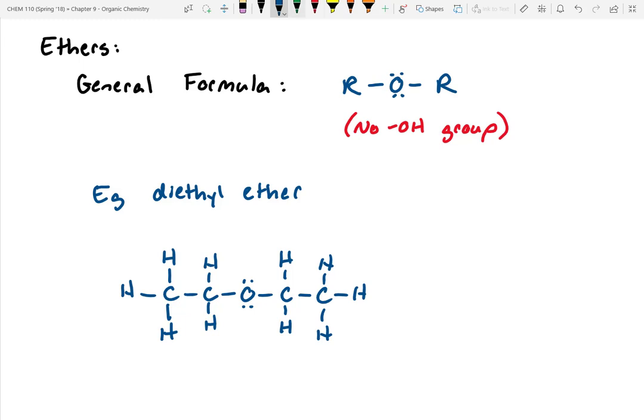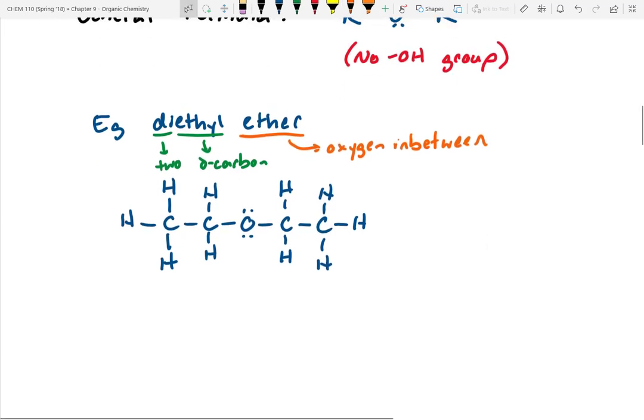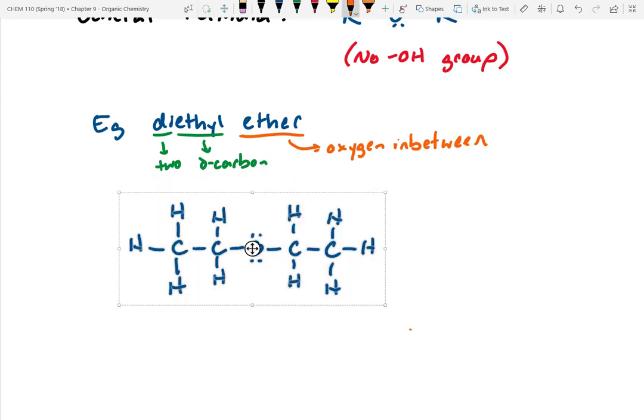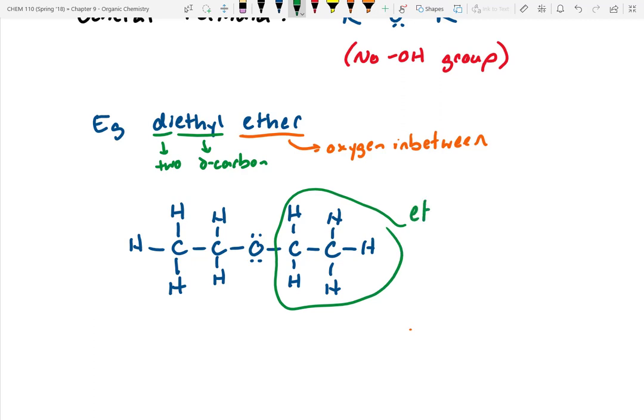So if we look at it, first thing I'm noticing is we've got di as our prefix. That means 2, right? And then we've got diethyl, so 2 2-carbon chains. And then ether means that there must be an oxygen in between. So for example, if we look down here, we've got an oxygen in between 2 2-carbon chains. So over here we've got an ethyl group, and over here we've got an ethyl group. So this would just simply be referred to as diethyl ether.